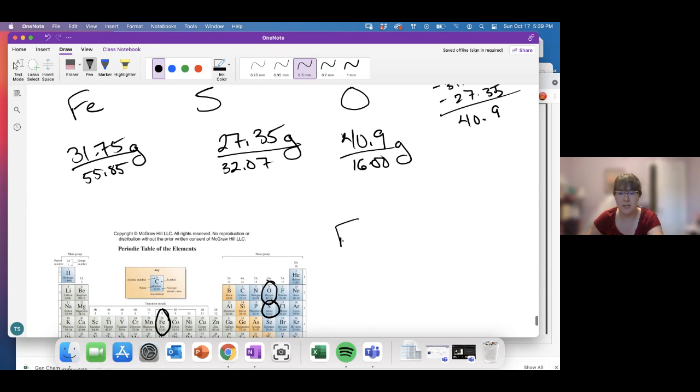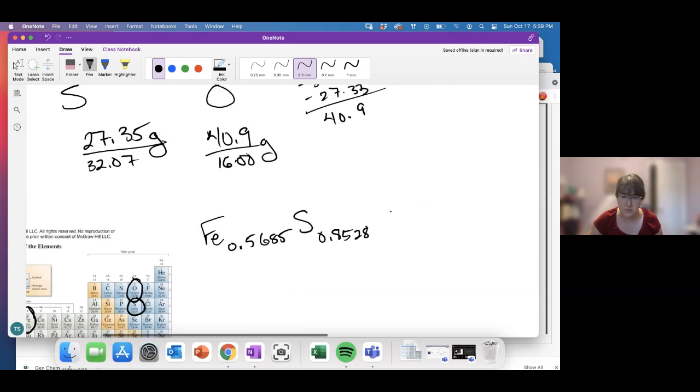So I can start to think about an empirical formula already. My iron is 0.5685, sulfur 0.8528, and my oxygen 2.55625. So these are all mole to mole ratios.